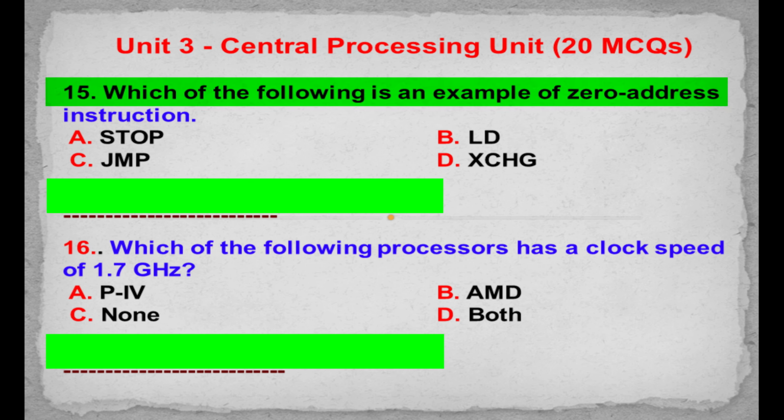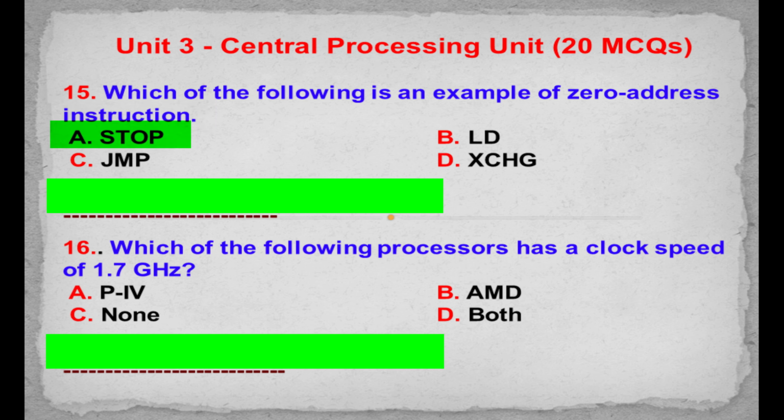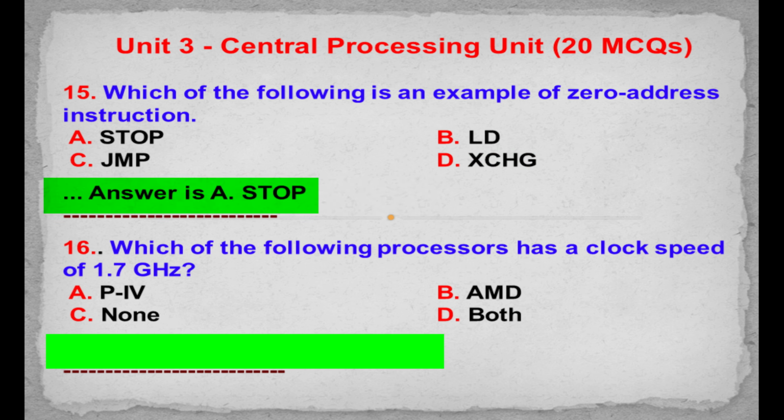MCQs number 15. Which of the following is an example of zero address instruction? Option A, stop. Option B, load. Option C, jump. Option D, exchange. Correct answer is Option A, stop.